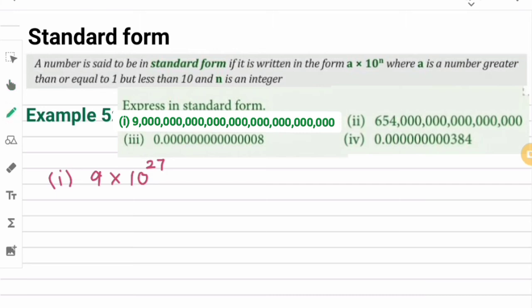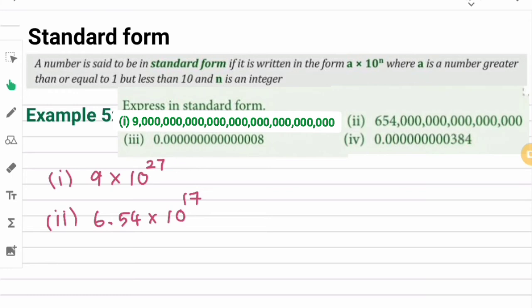So I am going to write the second subdivision as what? 6.54 into how many zeros? 15 zeros, and this two places. So 10 to the power 17. Okay, fine. In this first two subdivision, I had moved the decimal towards left side, right?